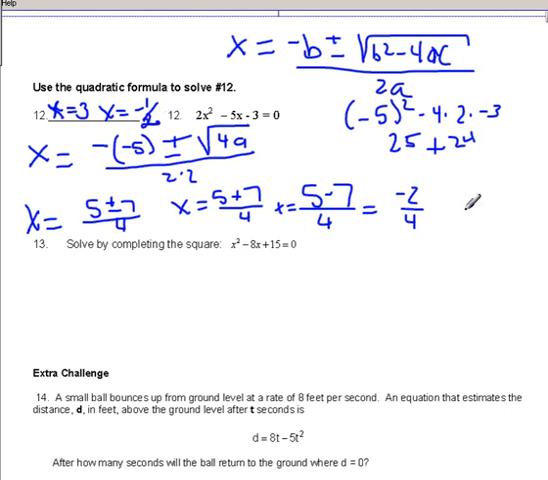13, solve by completing the square. Okay, so first, decide, is it already a perfect square? If it's already a perfect square, it's a lot shorter steps. But as you can see, does 15 equal negative 8 over 2 squared? Well, negative 8 over 2 would be negative 4, squared would be 16.